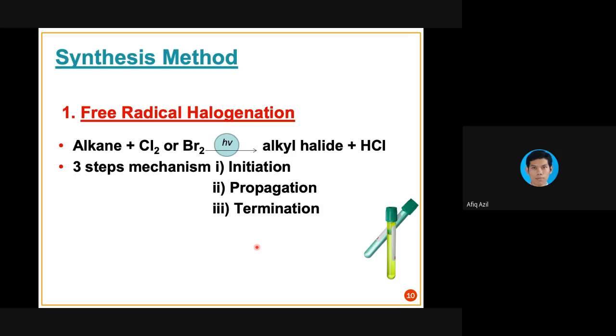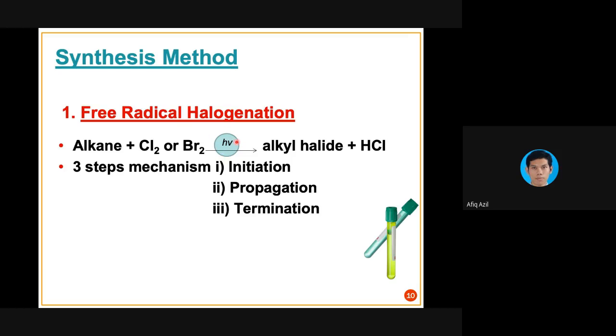So using this method, what you need is actually the starting material, an alkane, plus the halogen, for example, chlorine Cl2 or bromine Br2, and the reaction must proceed under UV light. So this symbol is called h nu, okay, UV light. It looks like a V, but it is not V. We call it nu. So this symbolizes energy that comes from the UV light.